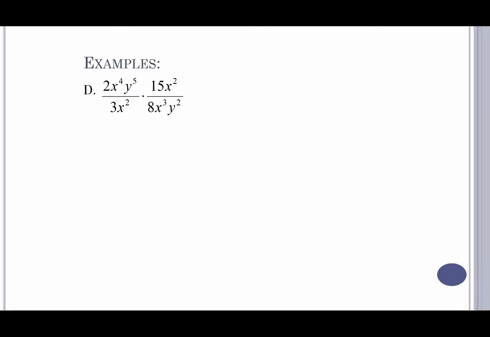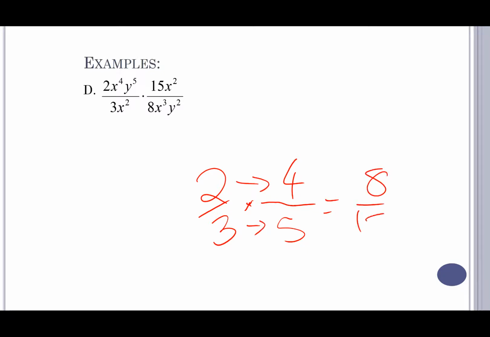So here's what I would do to make things simple in this problem. Remember that when you multiply fractions, let me give you an example, 2/3 times 4/5. When you multiply fractions, all you do is multiply across. So 2 times 4 is 8, and 3 times 5 is 15. So 2/3 times 4/5 is 8/15. Simple as that.